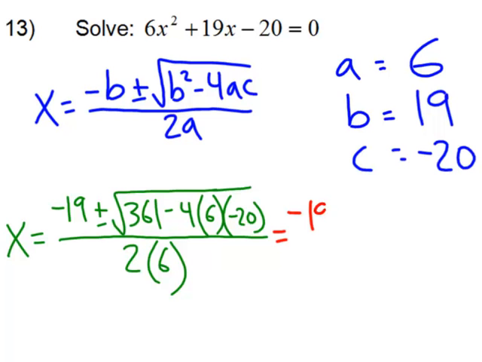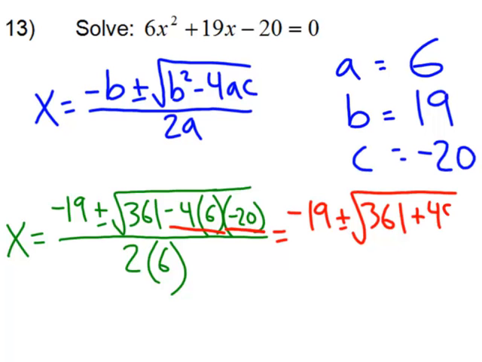We got negative 19 plus or minus square root of 361. Negative 4 times 6 would give me negative 24. Multiply that times negative 20, that would give me positive 480. So plus 480. This is the type of math that even if you can't do it quite as quickly as I just did it here, I expect a pre-calculus honors student to be able to do that, if not in their head, at least reasonably quickly on paper. All right, and the denominator is just 12 there.